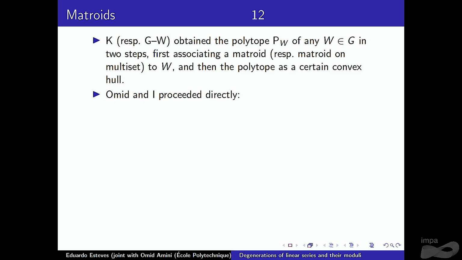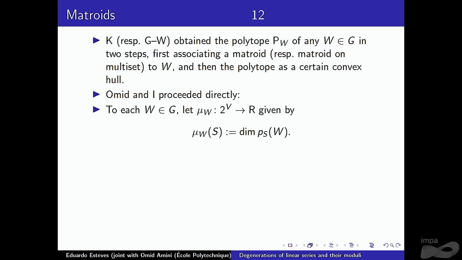We do it directly. What we do is the following. We consider this mu of W. It's a function on the subsets of V that associates to every S the dimension of the projection to that partial sum. Dimension as a vector space.